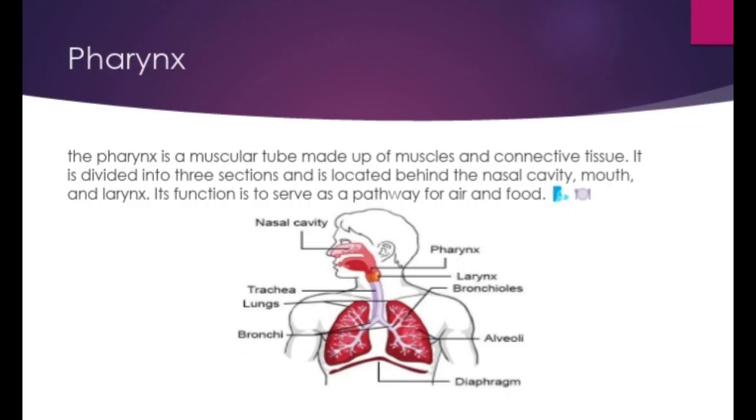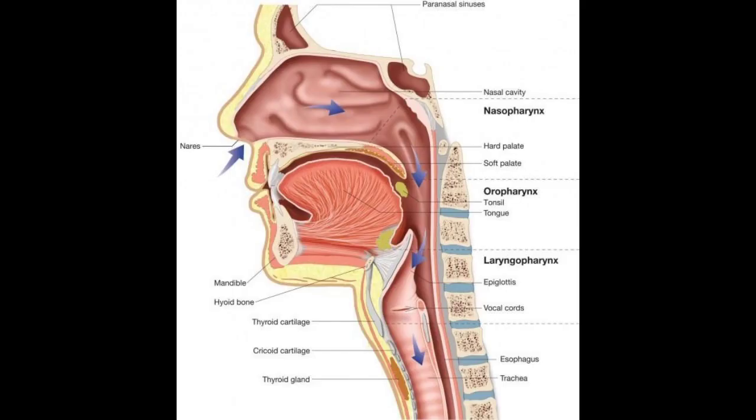The pharynx is a muscular tube located behind the nasal cavity, mouth, and larynx. It serves as a common pathway for both air and food. The pharynx is divided into three sections: the nasopharynx, oropharynx, and laryngopharynx.